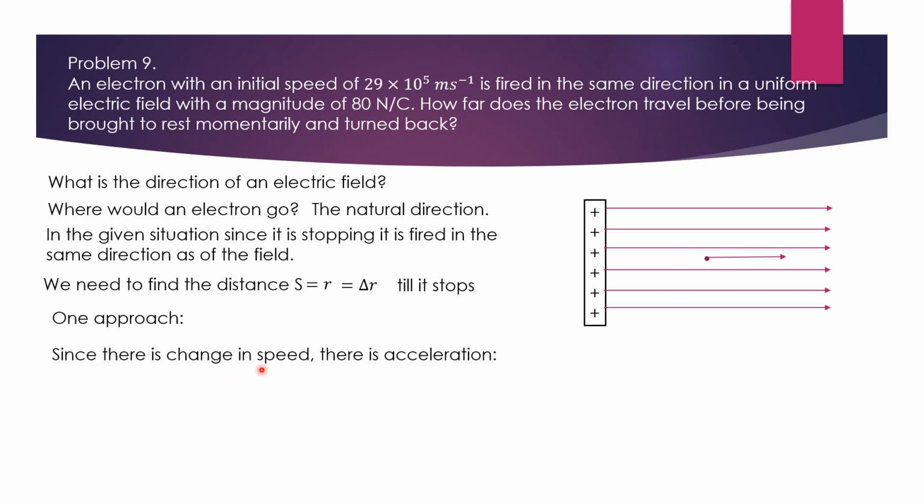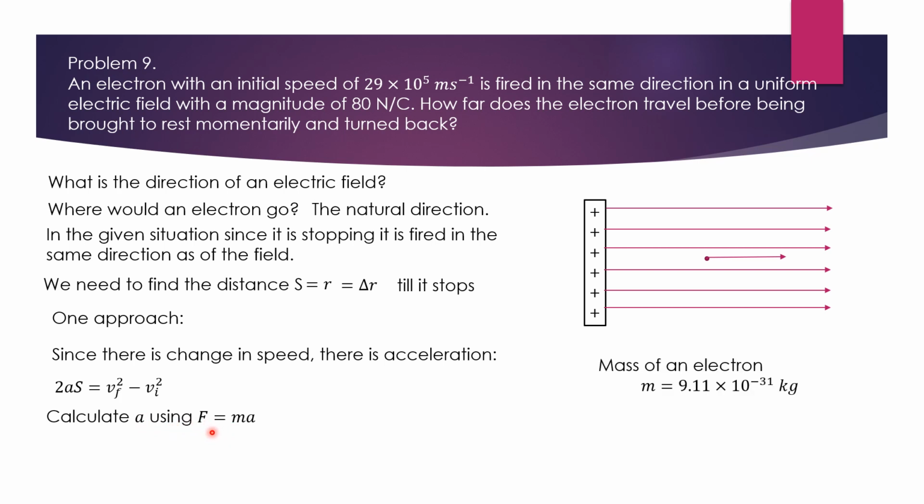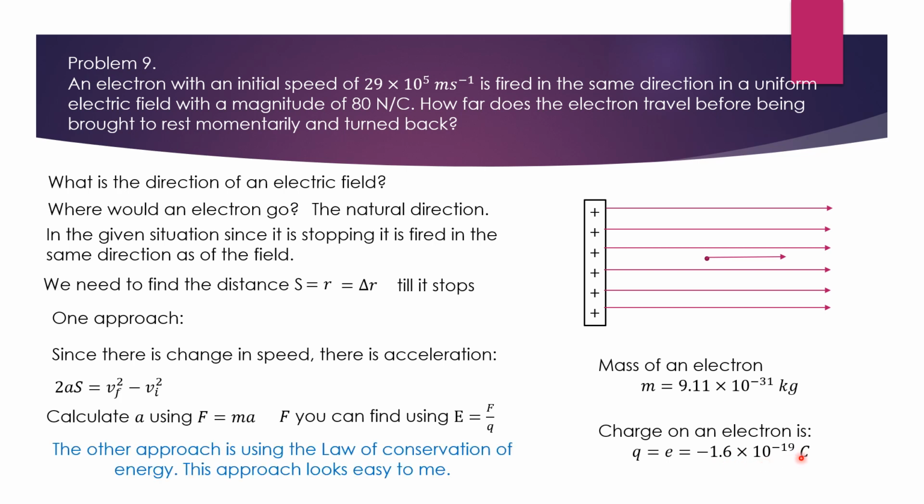since there is a change in the speed, there is an acceleration. So since there is an acceleration, we can use 2as is equal to v square minus vi square. That is the third equation of motion. And calculate the acceleration a using F is equal to ma. And we do not know the F either. So we can use mass of an electron as 9.11 into 10 power minus 31, and for F we can use E is equal to F over Q. Charge on an electron, this Q is equal to 1.6 into 10 power minus 19 coulombs.